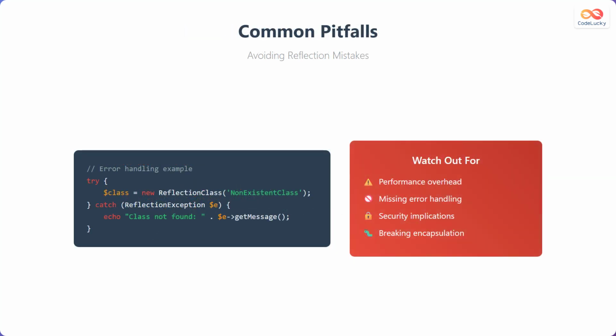Be aware of common pitfalls when working with reflection. Performance overhead is a significant concern, as reflection can be slow. Missing error handling can lead to unexpected behavior. Also, be cautious of security implications and avoid breaking encapsulation unnecessarily. Watch out for performance overhead, missing error handling, security implications, and breaking encapsulation.